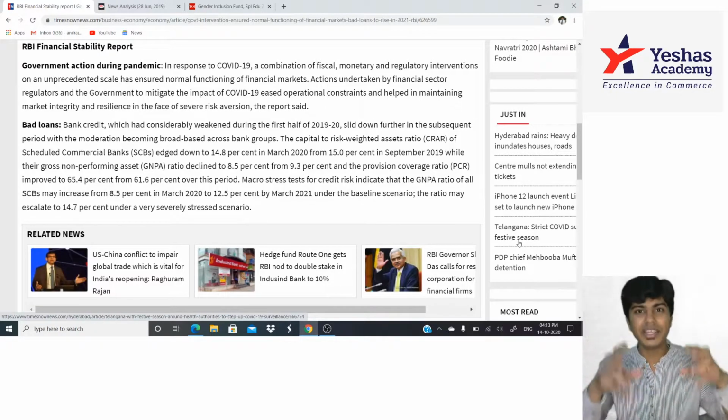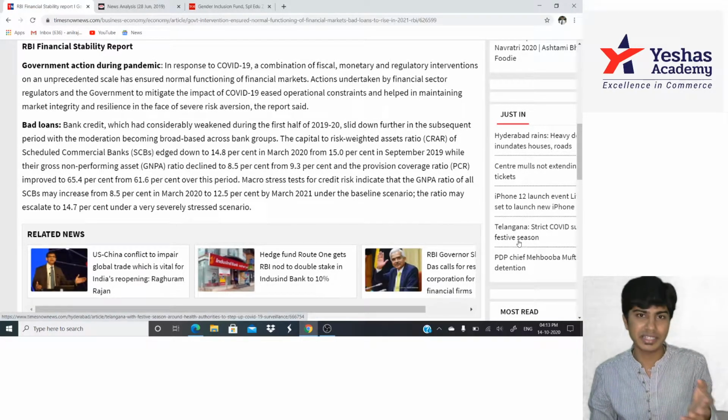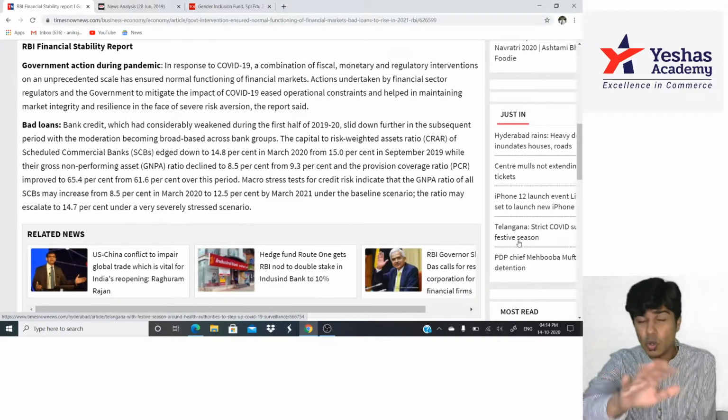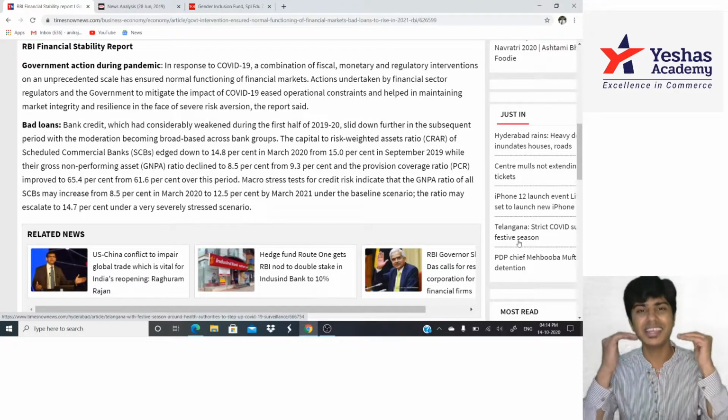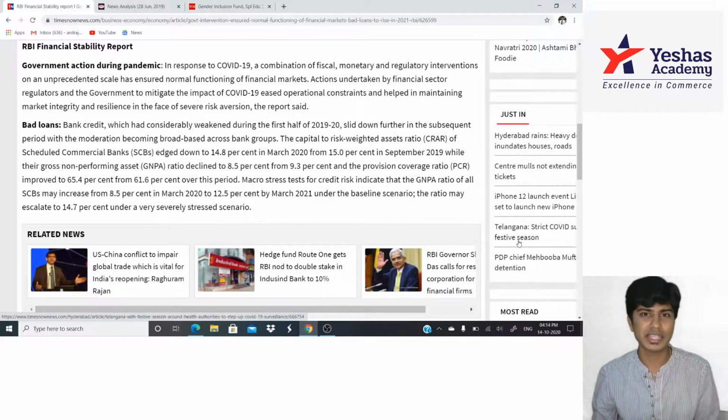When they intervened and made changes in the banking sector as well as in the financial sector, the decisions relating to fiscal, monetary, and regulatory interventions, this has ensured that because of the pandemic there is not much interruption and things are running smoothly by way of finance in the country. Things are running smoothly in terms of the stock market and everything else in the country. So that is a statement that's been made by RBI.